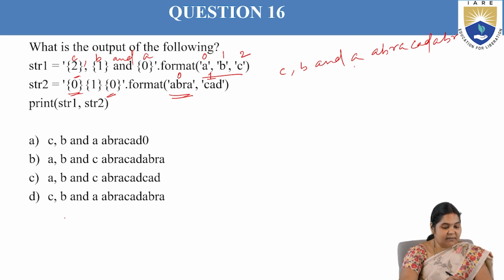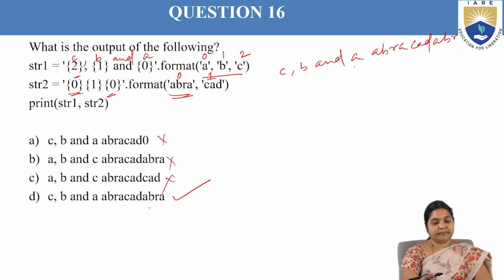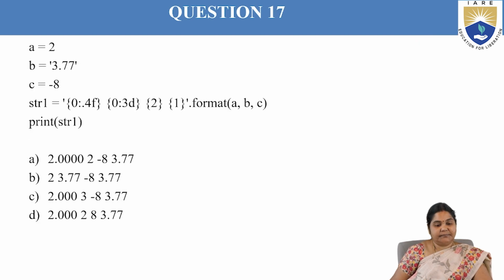So what is the answer? Let us look at CBA abracadabra. So this is the correct answer, the remaining are wrong. I hope you understood how the format function works, and you understood the positional arguments. So based on the positional arguments, the values will be arranged. Now, there is another question related to positional arguments.